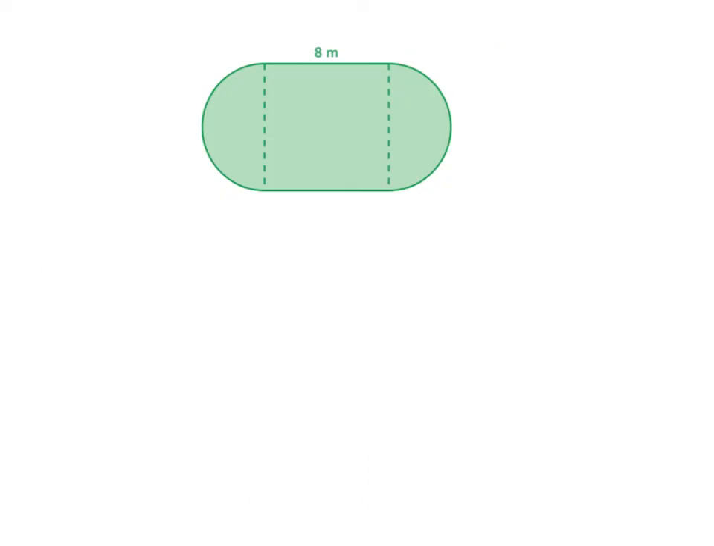Let's do one more example. Okay, this figure is a square with a semicircle on both ends. Because this is a square, I know that this right here is also 8 meters, and that this is 8 meters, and that this is 8 meters. Okay, because they tell me that's a square.